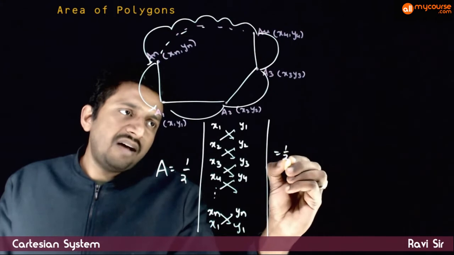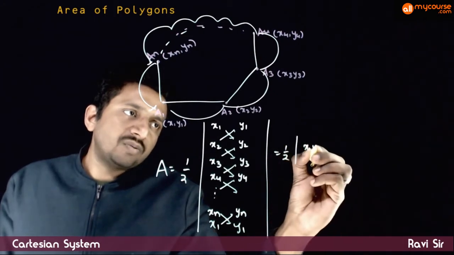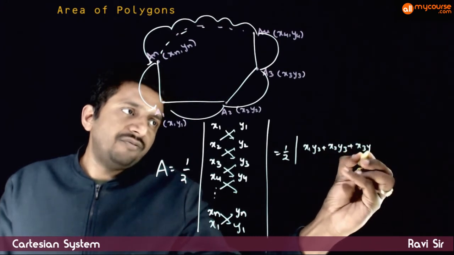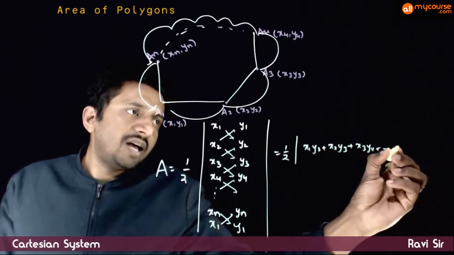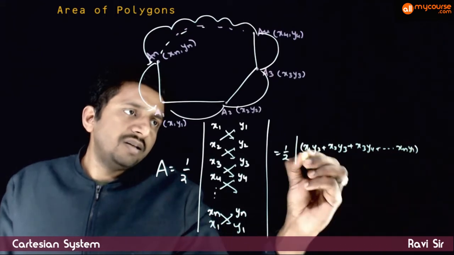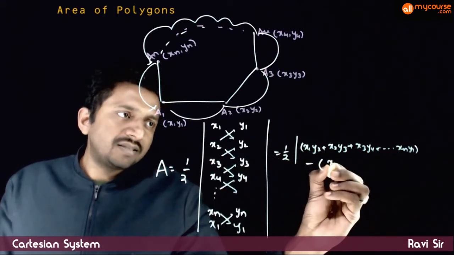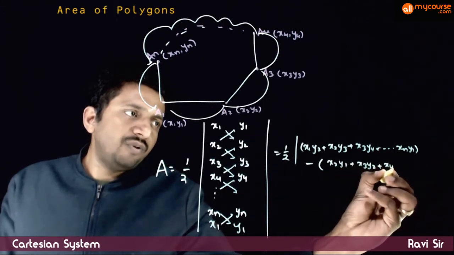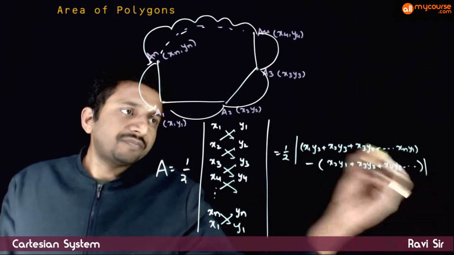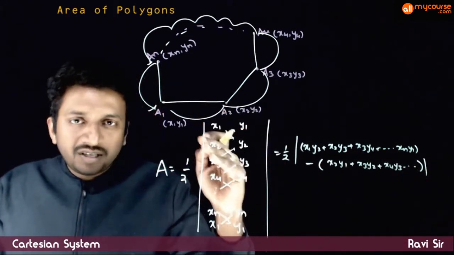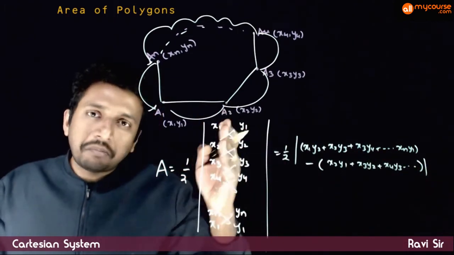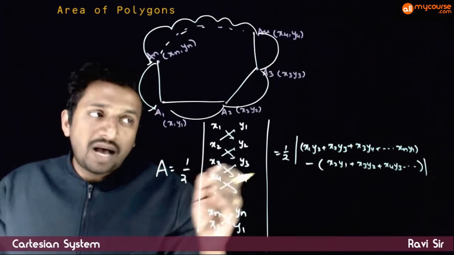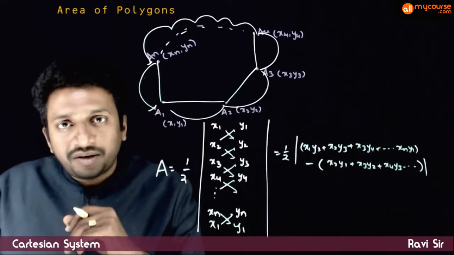So that is equal to half times mod of x1 y2 plus x2 y3 plus x3 y4 plus so on up to xn y1, minus of x2 y1 plus x3 y2 plus x4 y3, and so on. So the product of the numbers corresponding to the downward arrows minus the products corresponding to the numbers in the upward arrows. So half of this will be the area of the polygon.